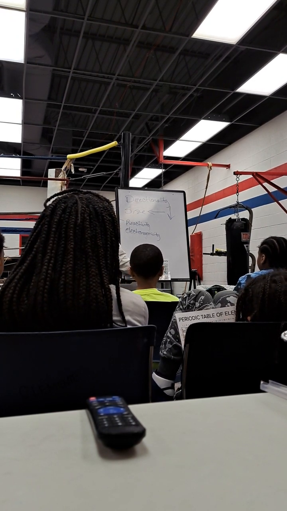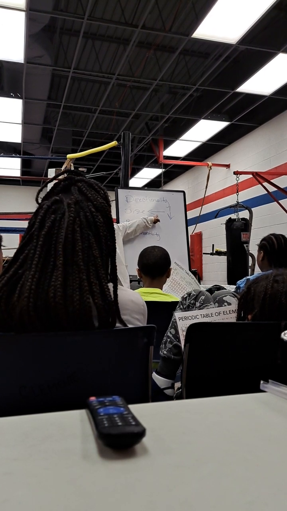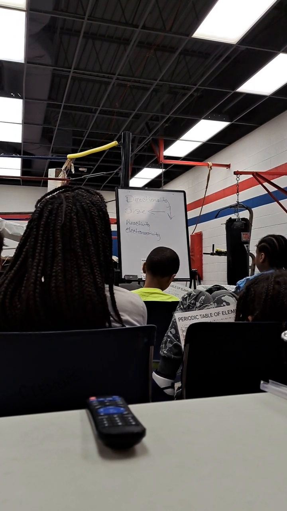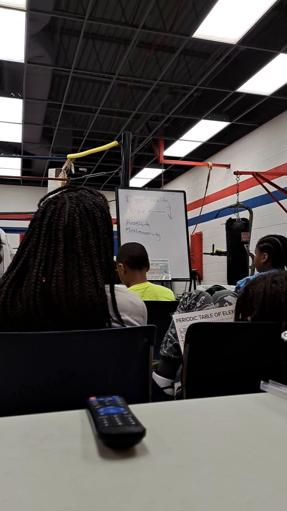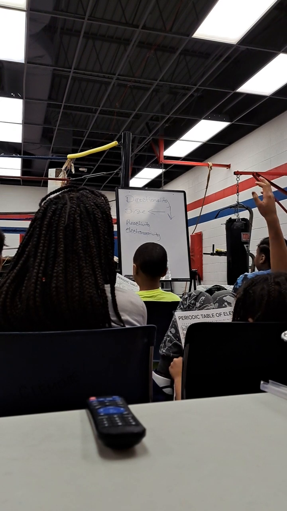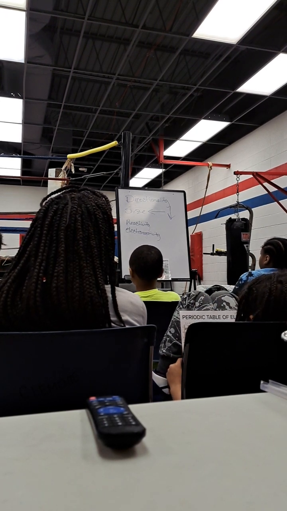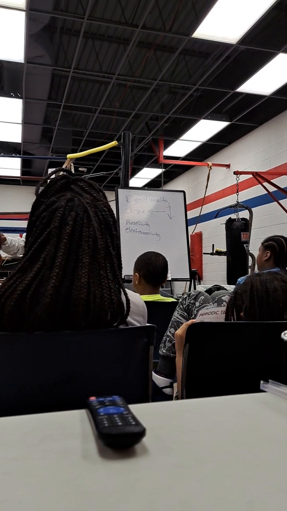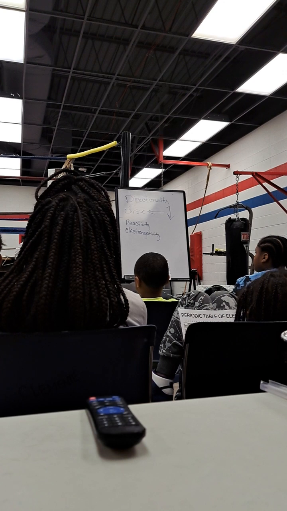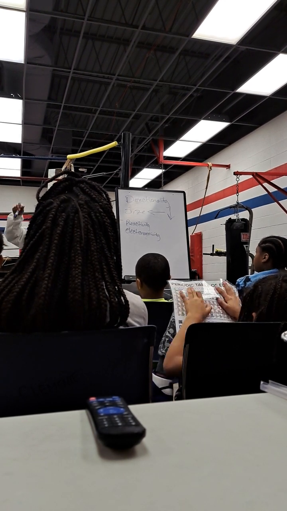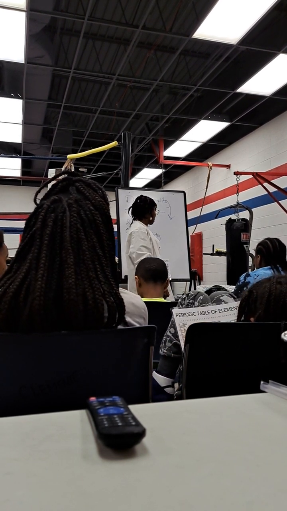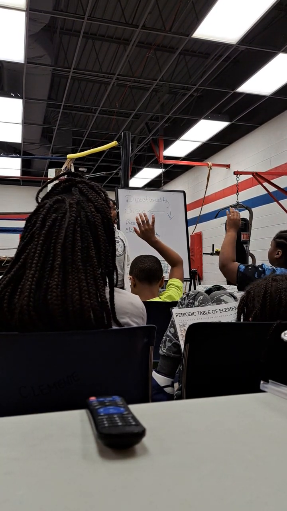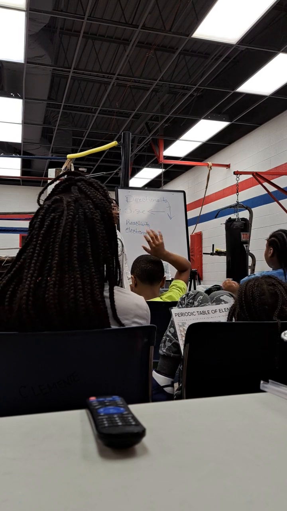Look at my arrows. Atomic size gets bigger going this way, and it gets bigger going down. Say it. Atomic size increases going to the left and down. Size to the left and down. Say it, everybody. Size to the left and down. So nitrogen and oxygen, which one is bigger? Nitrogen.